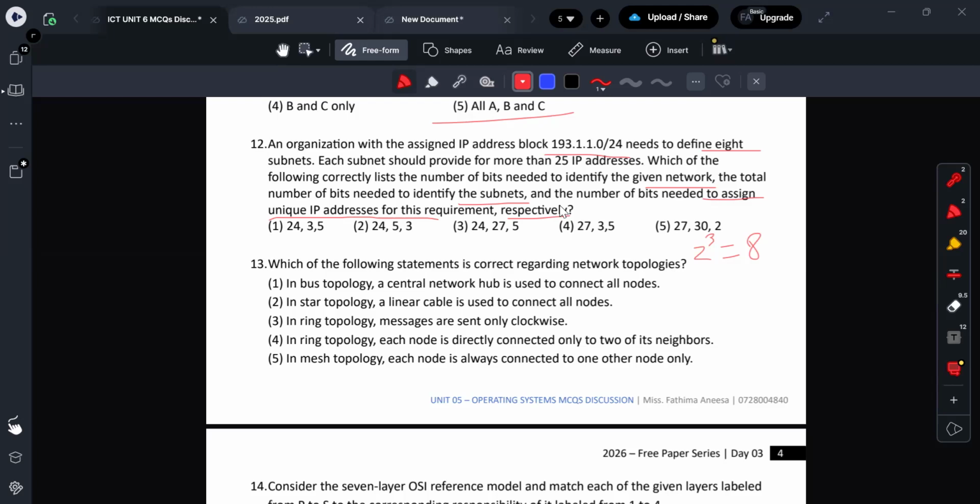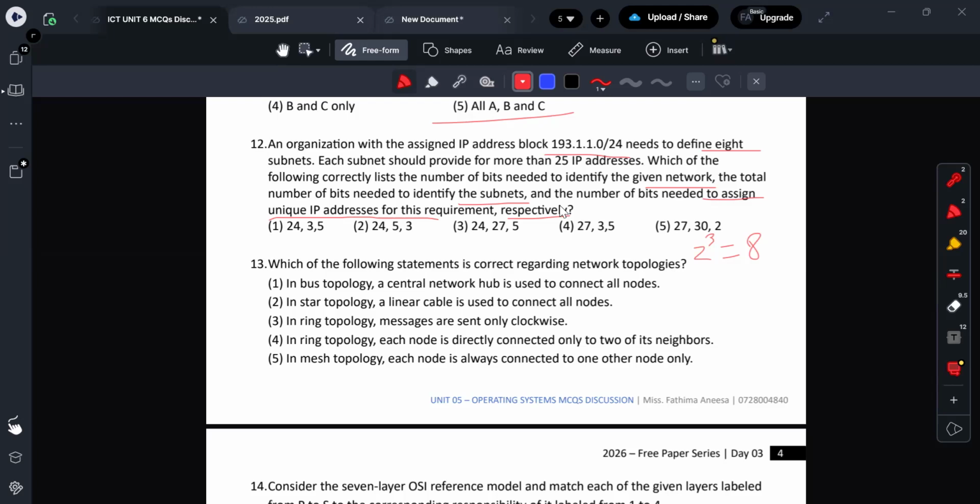First, they have asked which of the following correctly lists the number of bits used to identify the given network. Now this one, how do you identify? How many original bits have they given? They have given 24, the CIDR notation 24. And how many bits is the subnet? 3, right? Because 2 to the power 3 is equal to 8. So 24 plus 3, the answer is 27.